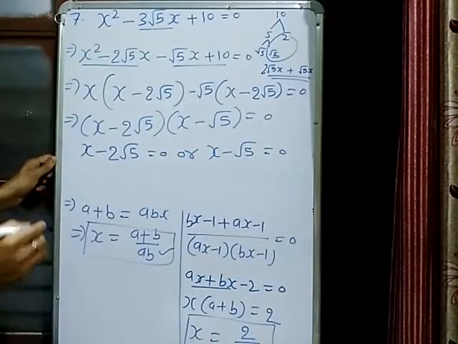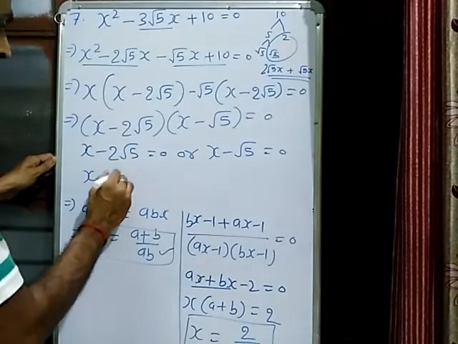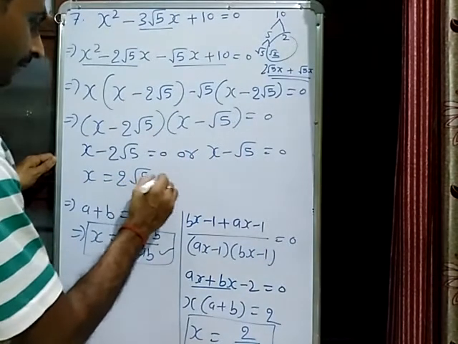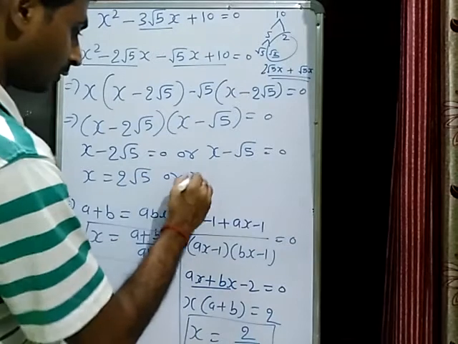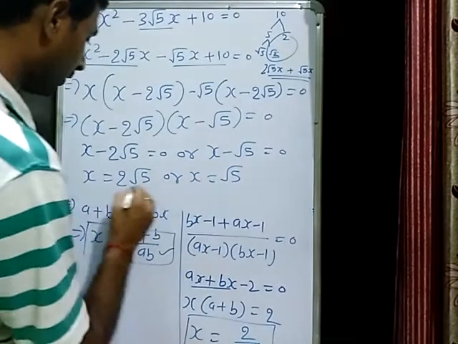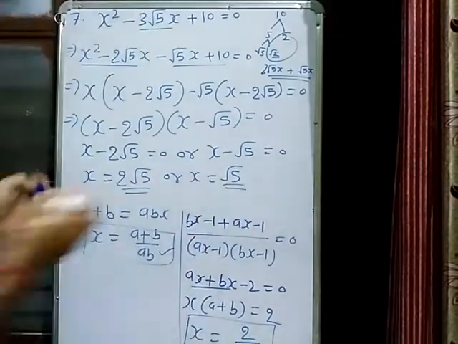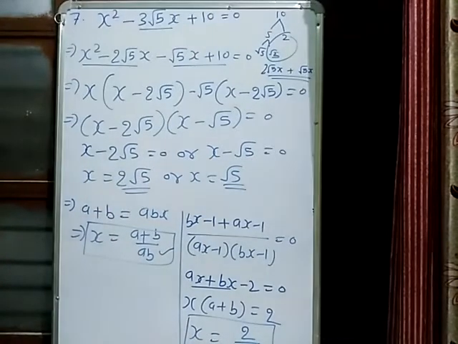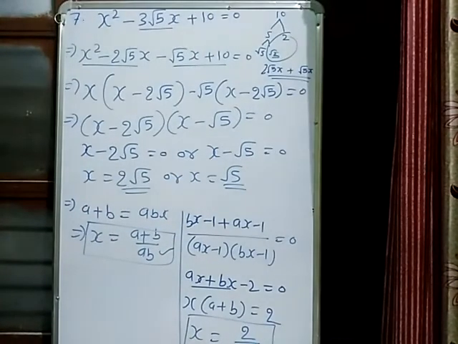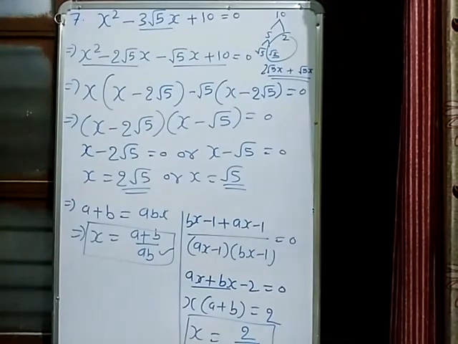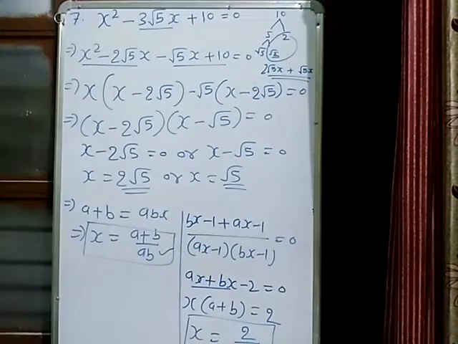And if x minus 2 root 5 is 0, then x is equal to 2 root 5, or x is equal to root 5. So what are the roots? 2 root 5 and root 5 are the solutions, or you can say roots, of this question. Okay, so this is question number 7. Next question, question number 8.